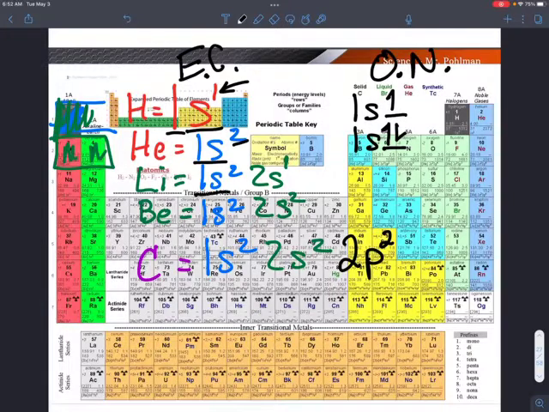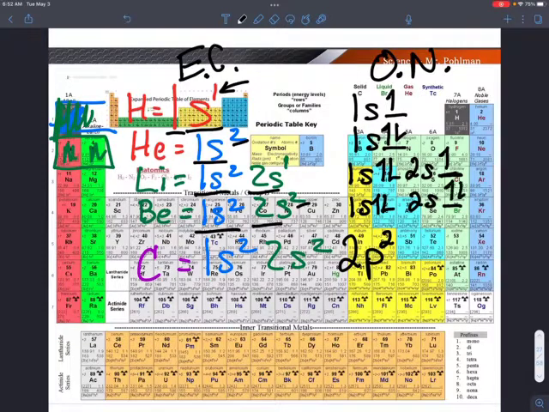You have lithium. We have 1 S. Now, everything that was there before has to stay. Now we come here, we have 2 S. And then an S orbital has 1 orbital found there. And there's 1 electron. You have beryllium, 1s2, 2s, 1 orbital, 2 electrons, 1, 2. Opposite spins, Pauli exclusion.